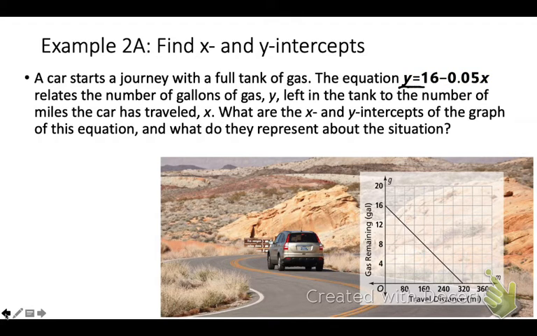Well, it's okay. So y equals 16 minus 0.05x. Let's read this. It says a car starts a journey with a full tank of gas. The equation y equals 16 minus 0.05x relates the number of gallons of gas, y, left in the tank, and the number of miles it's traveled. What are the x and y intercepts of the graph, and what do they represent about the situation?